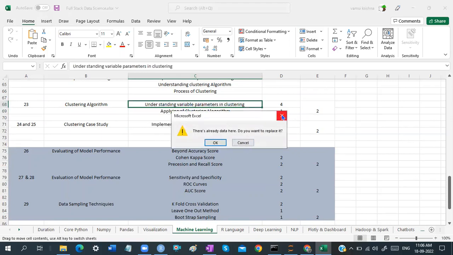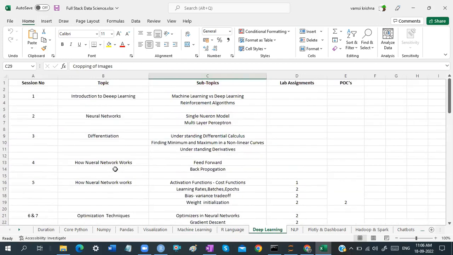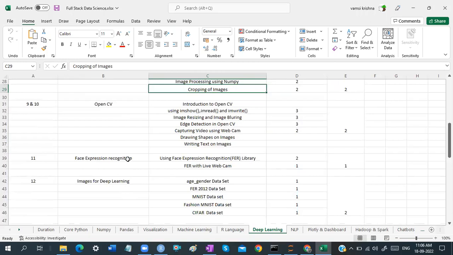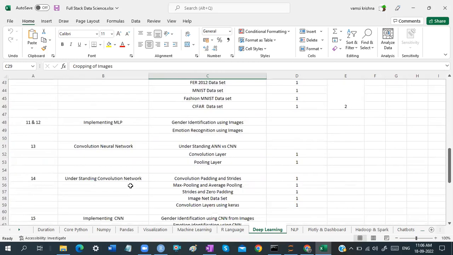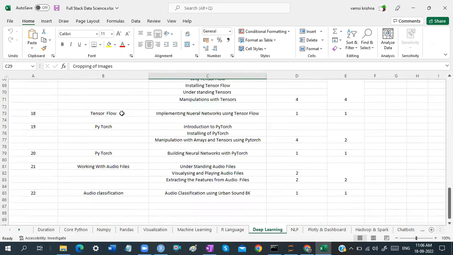As I already discussed, this is going to be the deep learning applications. So we are going to be working with images, with facial expression recognition, images for deep learning, actually implementing convolutional neural networks. All these things we are going to be having. A little bit of idea about TensorFlow, PyTorch. These are some of the things we are going to be working with.